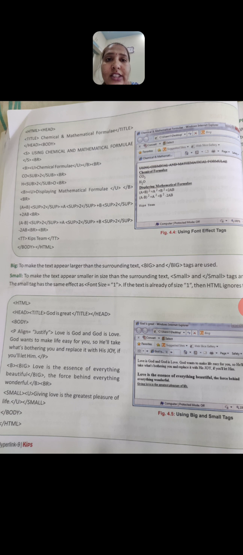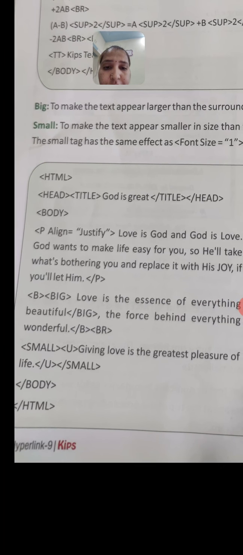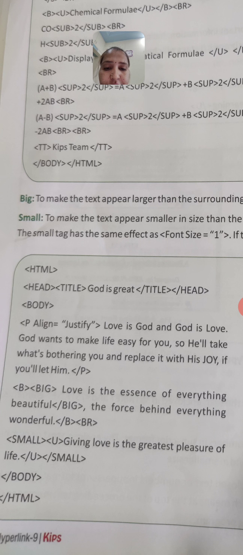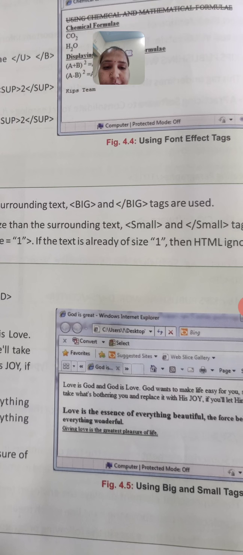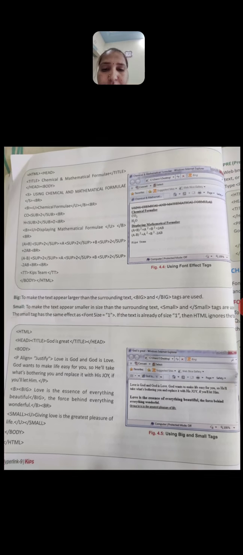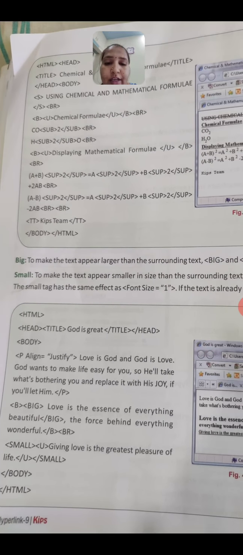To make the text big, we use the big tag, and for small, we use the small tag. See here in this code they have given big. They have given one sentence: Love is the essence of everything beautiful. That is /big. See here, the sentence will come in a web page like this. Then the small tag. To make the sentence small, we use the small tag. After that, we close the small tag.